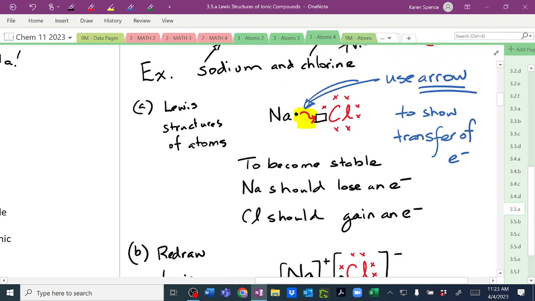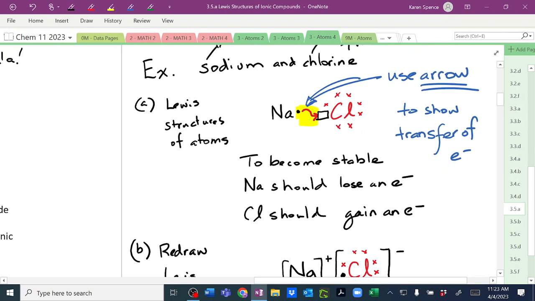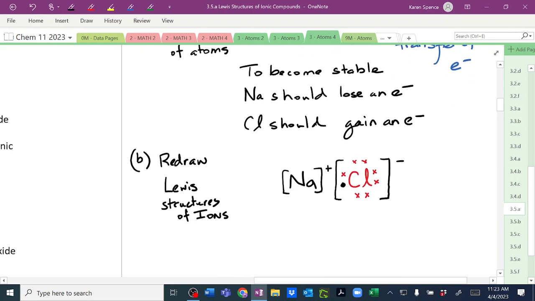So we drew the atoms and we showed the arrow showing the transfer of electrons. And then we redraw it showing the electron having been transferred, use brackets, charges. And then finally, we're going to write the formula of the compound.